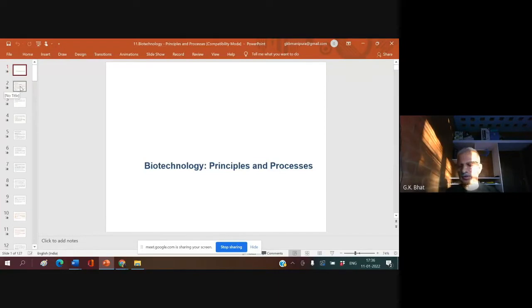Coming to this particular chapter, you know that biotechnology is a known branch of science to each and everyone nowadays, because we are making use of the product of biotechnology in our day-to-day life. In these 2-3 classes, we shall look into what are the principles and processes involved in biotechnology.